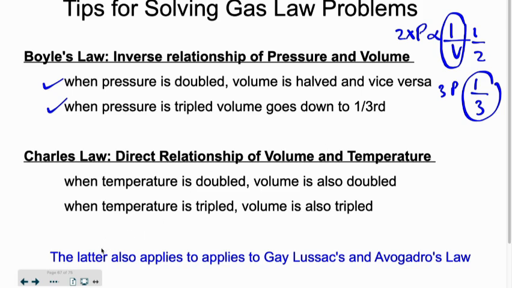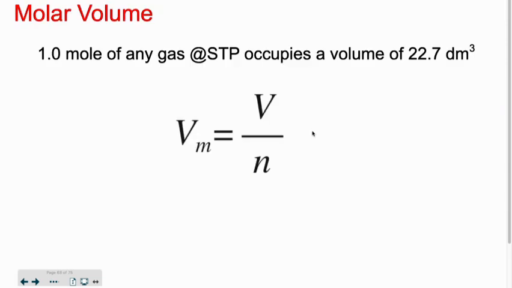When I'm looking at Charles' law, or when I'm looking at Gay-Lussac's or Avogadro's law, since we have direct proportionality, if I were to double the temperature, again, this temperature is Kelvin temperature. You have to be mindful of that. If I double the Kelvin temperature, my volume gets doubled. If I triple the temperature, then my volume also gets tripled. At times, you will hear the question say absolute temperature. So if you hear the word absolute temperature, they are talking about the Kelvin scale.